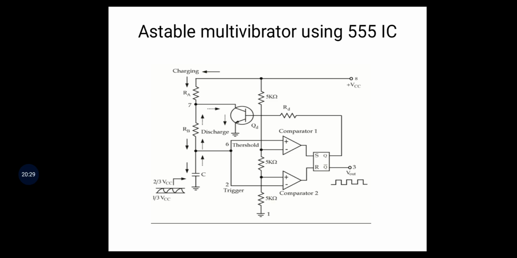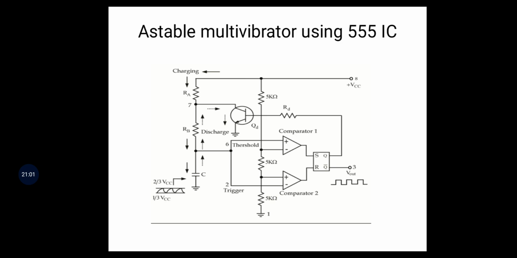So here the circuit shows the astable multivibrator using 555 timer. So in the circuit, 555 is connected as an astable multivibrator.